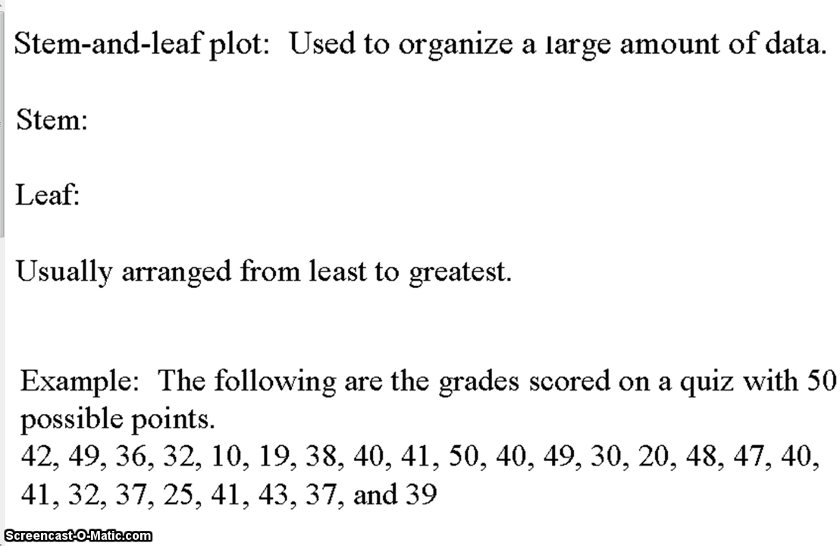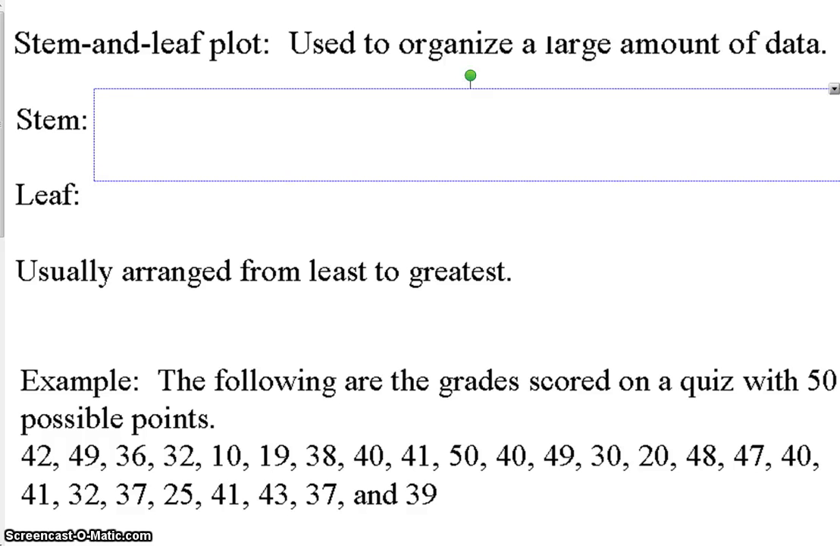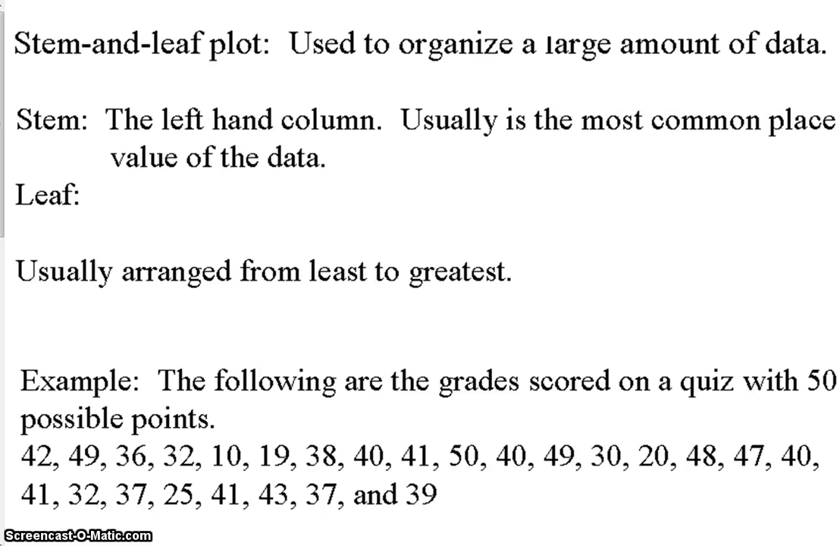The next thing we're going to look at is a stem and leaf plot. A stem and leaf plot is something that you use to organize a large amount of data. The stem is the left-hand column, and it's the most common place value of the data. The stem can be more than one digit. It can be the hundreds digit, it could be the hundreds and the tens digit, it could be the tens digit, it could be the ones digit, and then the leaf could be the decimals.